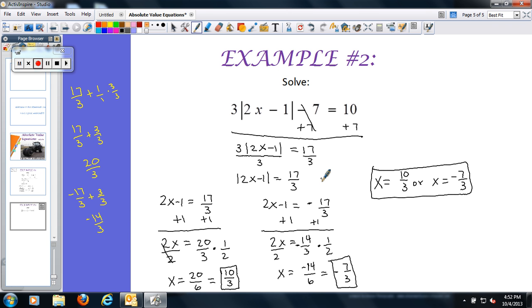Come prepared to class on Tuesday, ready to work on problems like these, and then we're going to go into a little bit of graphing of absolute values, and then we're going to go into inequality absolute values as well. I trust you guys will have a great weekend, and I look forward to seeing you on Monday.